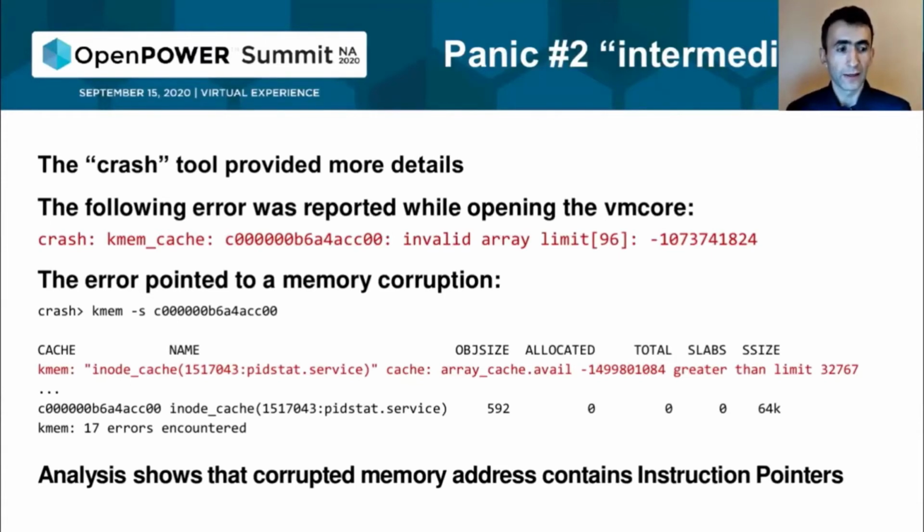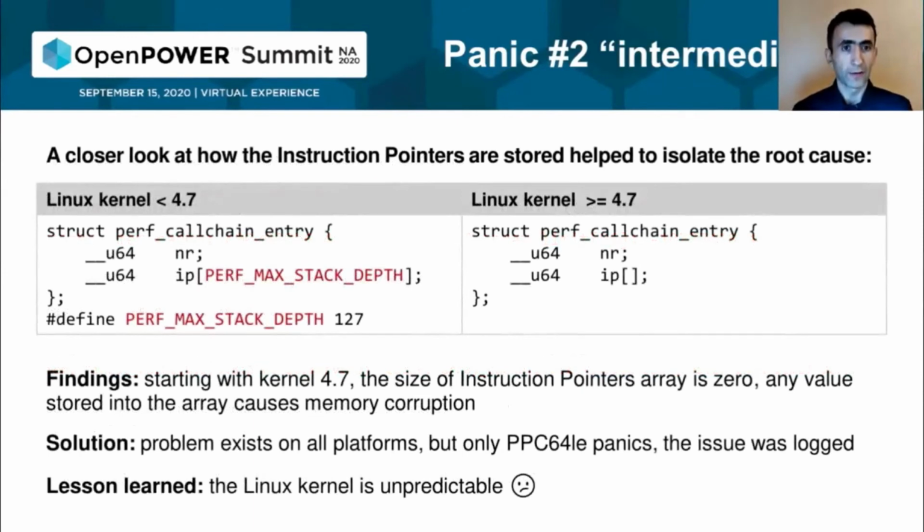It gave me a hint that somehow the stack unwind algorithm corrupts memory, because only stack unwinding or backtracing deals with instruction pointers. Somehow we store them to the wrong address. I reviewed the unwind algorithm in greater detail and found the root cause. It was found that there was a code change in Linux kernel 4.7.